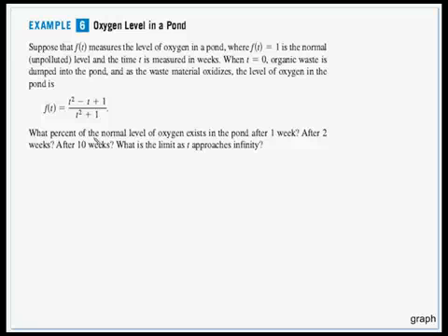What percent of the normal level of oxygen exists in the pond after 1 week? After 2 weeks? After 10 weeks? What is the limit as we send t, time, off toward infinity?